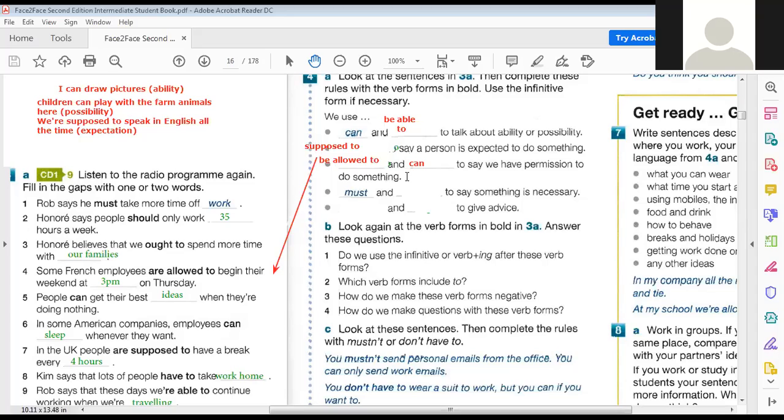Okay. All right. Now we have must and something else to show necessity. Have to. Correct. So we use must and have to show that something is necessary. There's actually a small difference between must and have to. Who knows it? Come on. Can you give us an example of must?